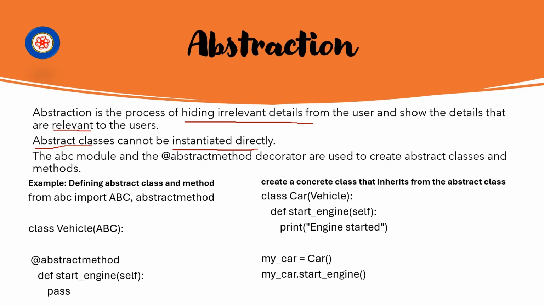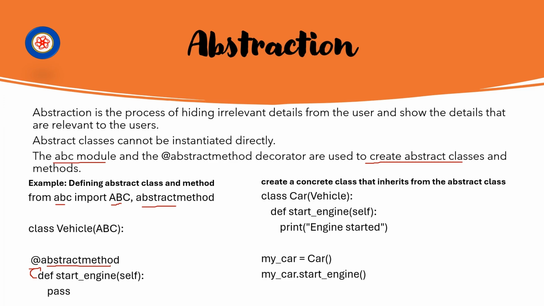In Python, we use the ABC module to create abstract classes, where ABC stands for abstract base classes. Let's see how we can define an abstract class using this ABC module. First, you need to import the ABC class and abstractmethod decorator from the ABC module. And if you don't know about decorators, a decorator is a function that takes another function as an argument and alters its behavior. Decorators are applied using @ followed by the decorator name above the function definition.